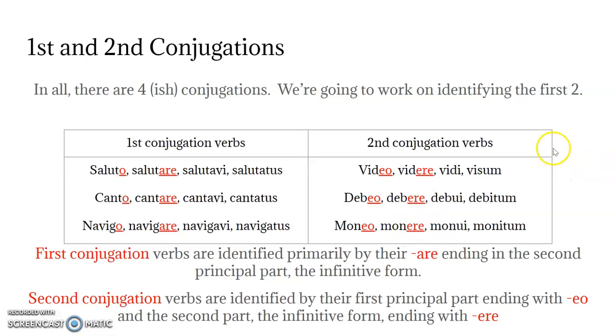And that's it for this. So we've covered how verbs change to match their subject. We've talked about the infinitive form, we've talked about the principal parts, and we've talked about conjugations. Hopefully this was helpful. If you need to go back and look, I highly suggest it.